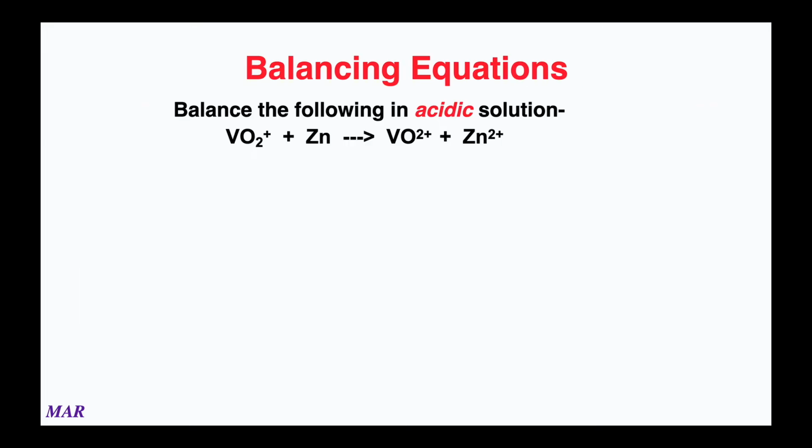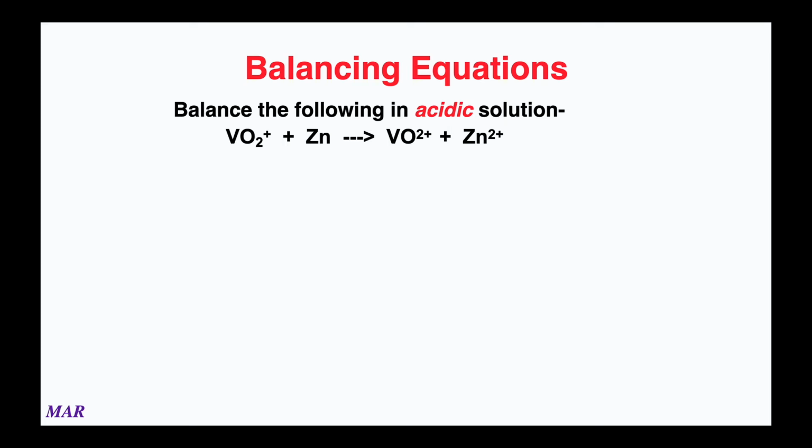But anyway, we want to balance this reaction in an acidic solution. And this reaction has VO2+ plus zinc, and it's going to VO2+ plus zinc 2+. So these aren't quite as common species, so they may look a little bit different. And also we're throwing in the idea that this is in an acidic solution, and that'll be important to us too. But if you follow those steps we went through earlier, all of this is going to do really great.